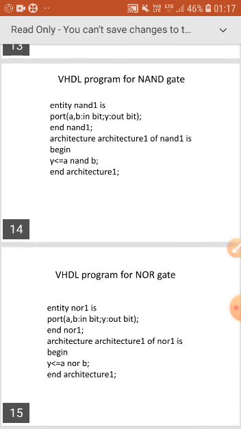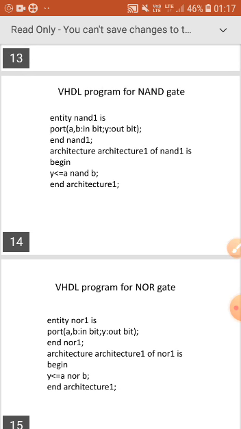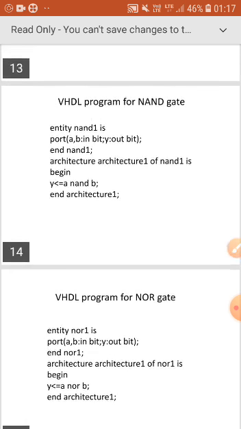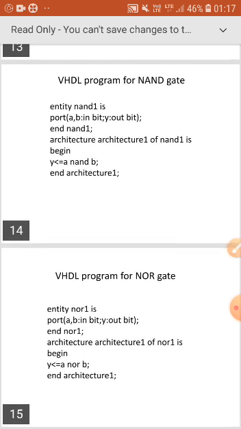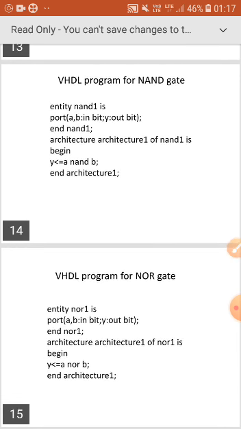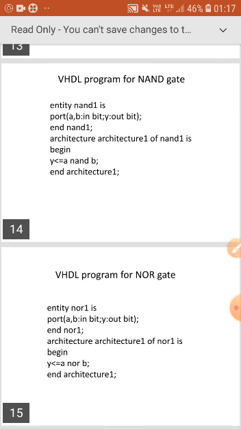The entity name is NOR1, so end NOR1. Next, the architecture part. In the first line you have to write architecture, then the architecture name of the entity name is. Here the entity name is NOR1 and the architecture name is architecture 1, so architecture 1 of NOR1 is. Next you have to write begin. In the last line, end architecture name, architecture 1. This is the VHDL program for the NOR gate: y is equal to A nor B. So I am writing y less than or equal to A nor B.